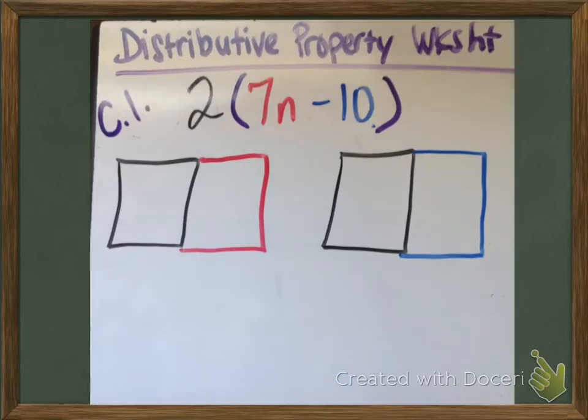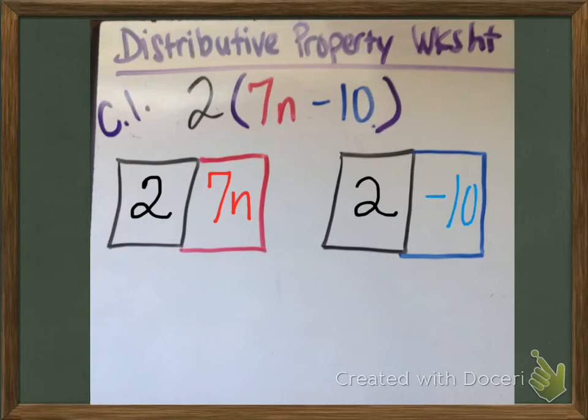Look at C1. 2 times the quantity of 7n minus 10. What do you think the answer is? First, start off with your 2, which is what you're going to multiply with, and it goes in each of the black boxes. Now bring down your 7n and your negative 10.